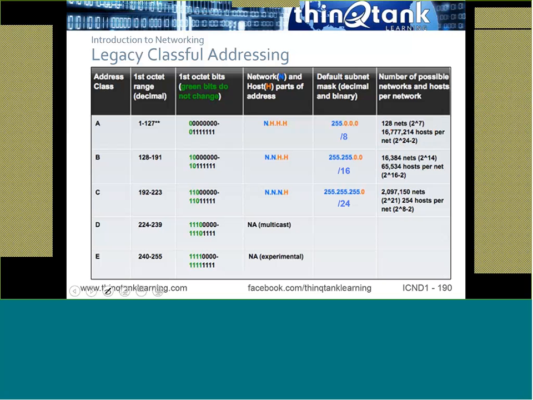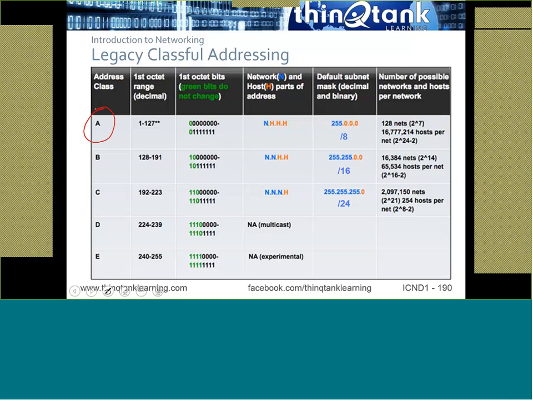So the concept of classful addressing has not existed for a very, very long time. We still kind of define addresses into classes, but the concept of classful addressing went away in the 80s, when networking was first being developed. But you do need to know the classes.